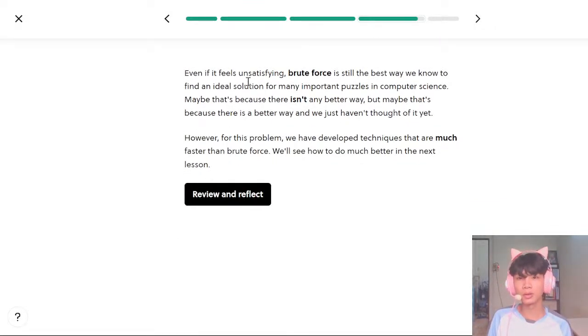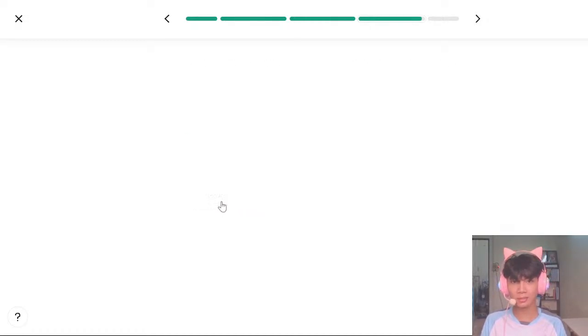Even if it feels unsatisfying, brute force is still the best way we know to find an ideal solution for many important puzzles in computer science. Maybe that's because there isn't any better way, but maybe that's because there is a better way and we just haven't thought of it yet. Super cool. However, for this problem, we have developed techniques that are much faster than brute force. We'll see how much better in the next lesson.